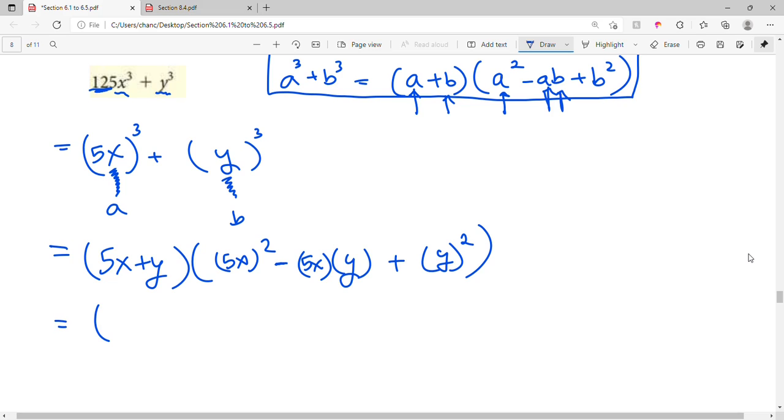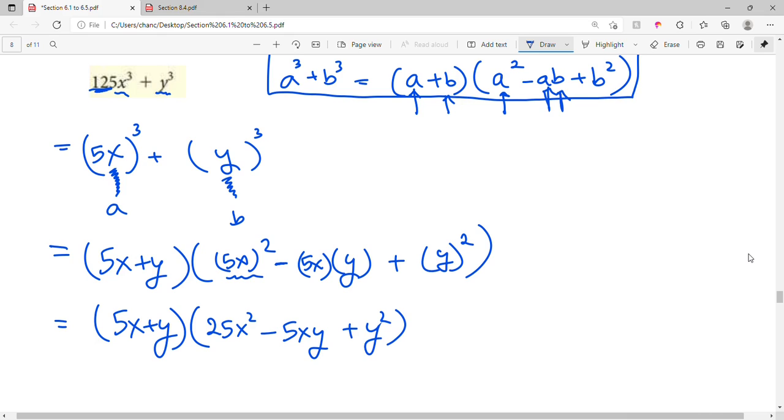Let's simplify the terms. 5x quantity squared is 25x squared. 5 squared is 25, and x squared gives us the x squared. Negative 5xy is negative 5x times y, plus y squared, that's just y squared. And so this is our factored polynomial.